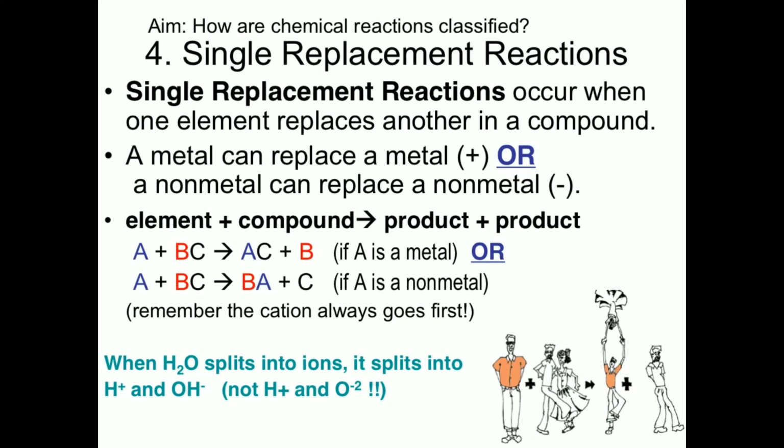If we take a moment to look at this diagram to the right, we can see that single replacement involves a single element and a compound. And in single replacement, the single element replaces its like element in a compound. So that means in single replacement, a metal can replace a metal, or a nonmetal can replace a nonmetal. Here you can see the generic equations for single replacement.